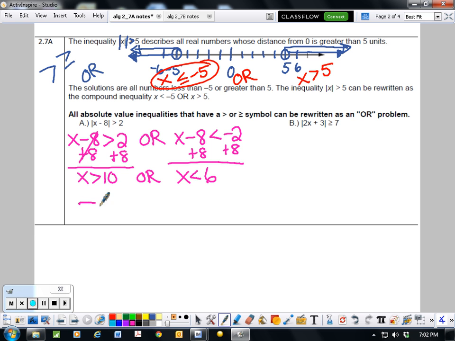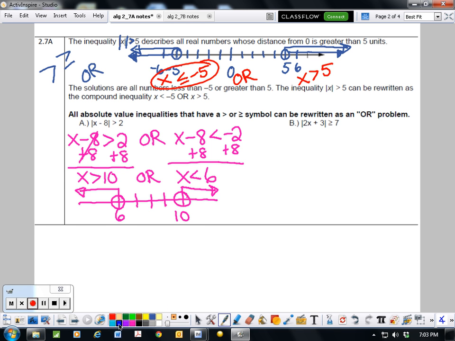So on our number line, we're going to have our 6, we're going to have our 10, and because x is greater than 10, open dot on the 10, go towards the bigger numbers. X is less than 6, open dot on the 6, goes towards the lower numbers. So again, we're seeing that OR because they are going out.